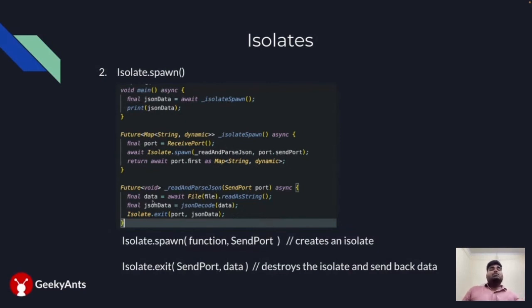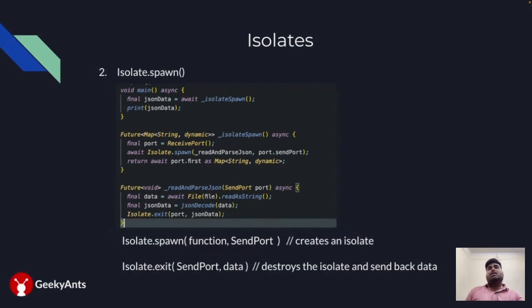So read and parse JSON is doing what it's doing. It's reading a file which is going to return very large data, and after that we are decoding that data and returning that data to the isolate spawn. So what is isolate.exit doing? It is destroying the isolate and returning the JSON data at the same time. So here we have complete control of when we are going to create an isolate, and when we are going to destroy an isolate.